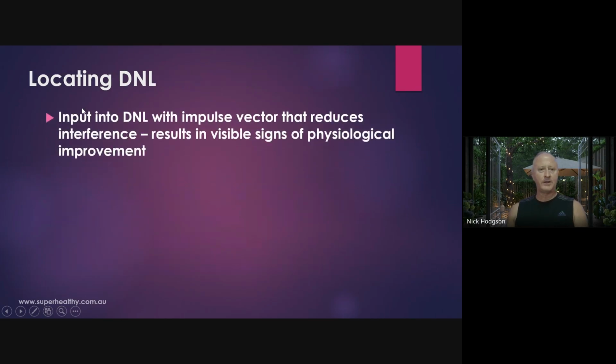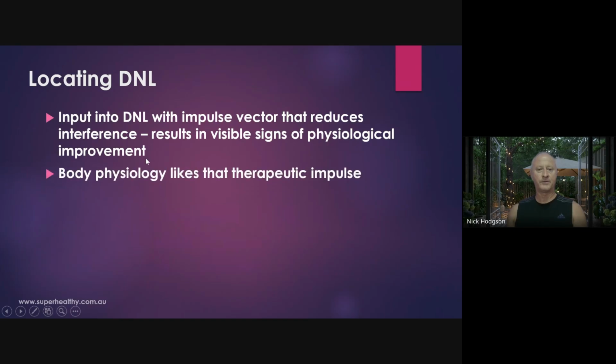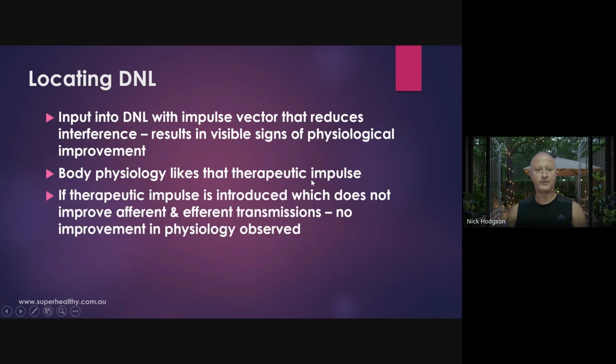So how do we locate this dominant neurological layer? So input into the dominant neurological layer with an impulse vector. So it could just be a gentle touch that reduces interference, results in visible signs of physiological improvement. So if you press somewhere and that makes the physiology feel better, then the physiology will improve. So in a sense, the body physiology likes that therapeutic impulse.